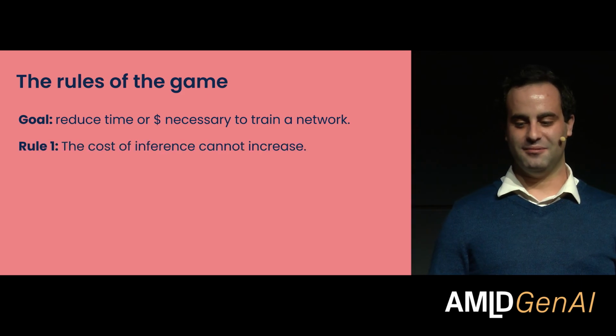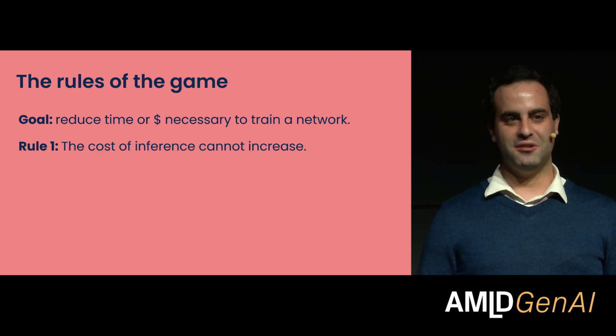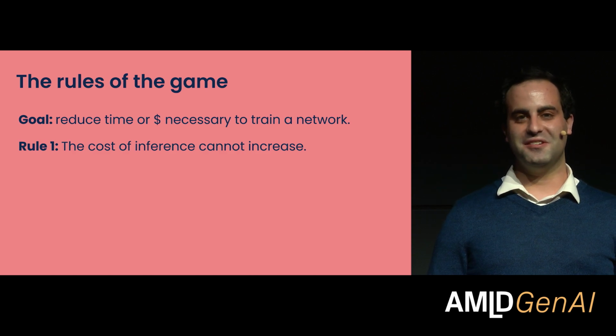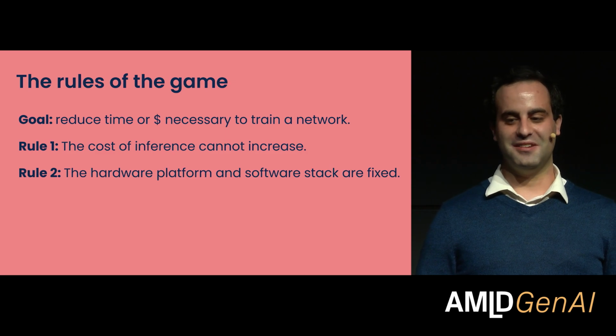And you have to break out of that. So there are 3 rules. The cost of inference cannot increase, first of all. You can't present your customers with a trade-off. You have to keep inference cost the same or lower when you do this. You can't just say, well, I trained a network 5 times as big and it learned a lot faster, but good luck on inference. It has to be the same.